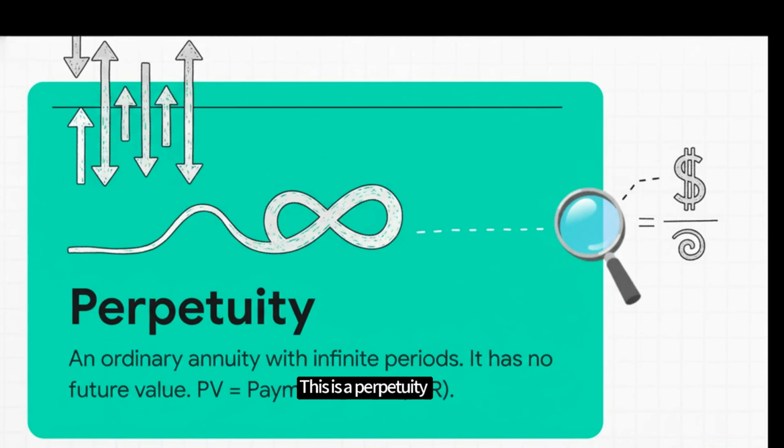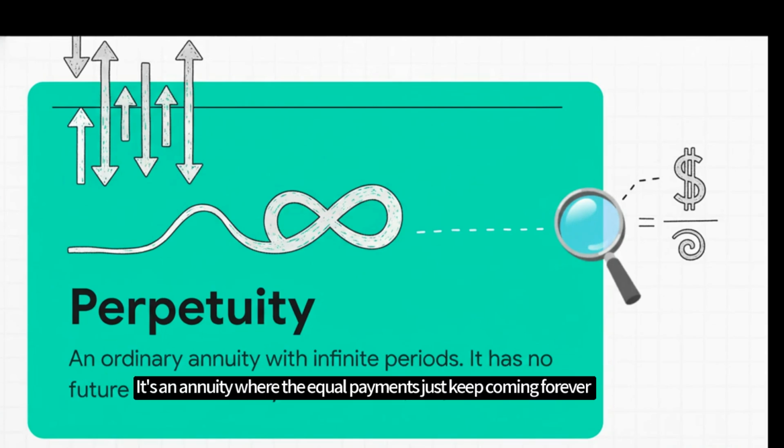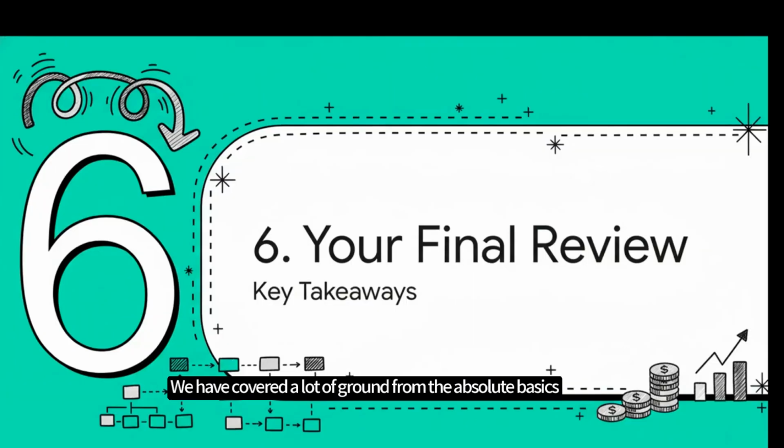This is a perpetuity. It's an annuity where the equal payments just keep coming forever. Now, you can't really calculate the future value of infinity, right? But what's amazing is that you can calculate its present value with a super simple formula. It's just the payment divided by the interest rate. That's it. Wow, we have covered a lot of ground, from the absolute basics all the way to multi-stage problems.